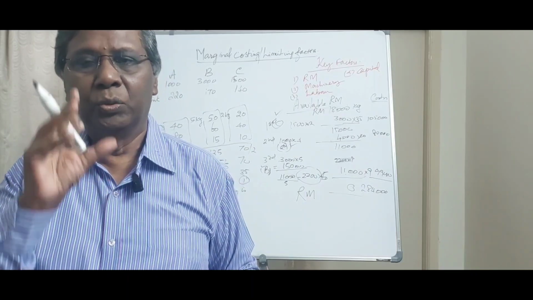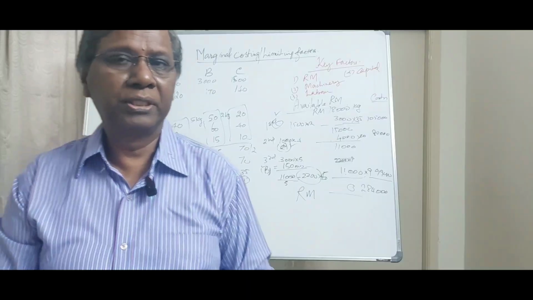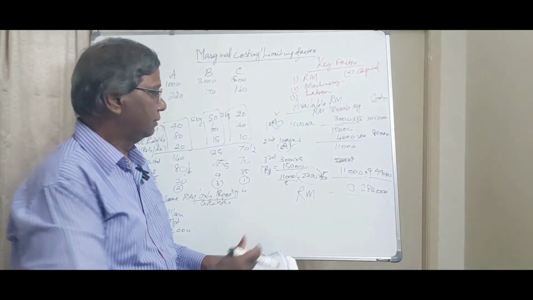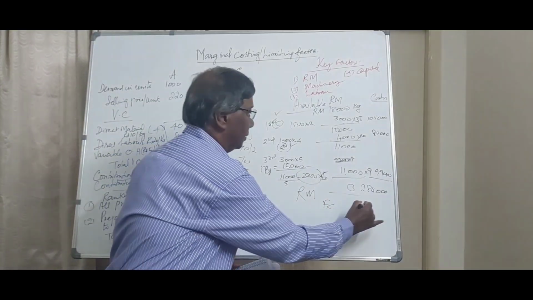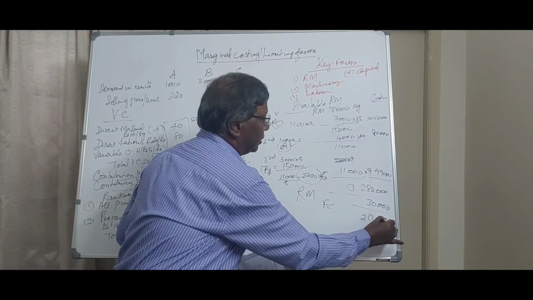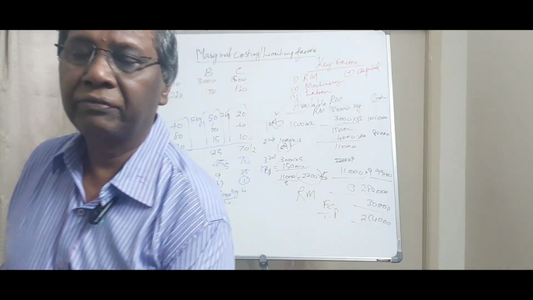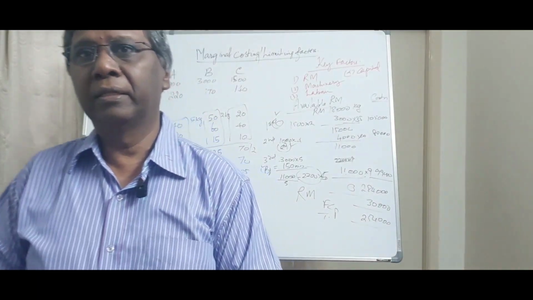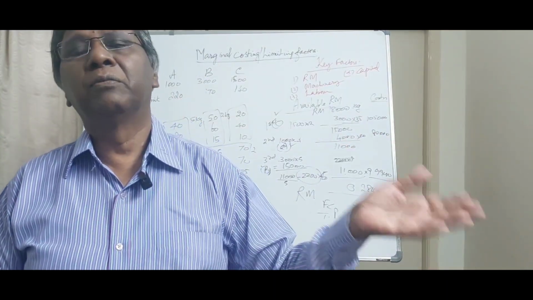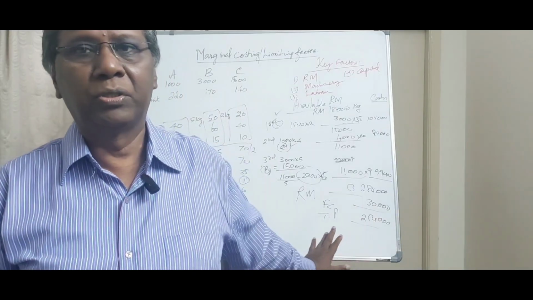So contribution consists of two things: profit plus fixed cost. In this case, what is the total contribution? 2,84,000. What is the fixed cost? Fixed cost is 30,000. So 2,54,000 is the total profit. This is how you have to find it out. Profit can be done differently: if you have the total contribution and subtract the fixed cost, you will get the profit. This is how you have to work it out.